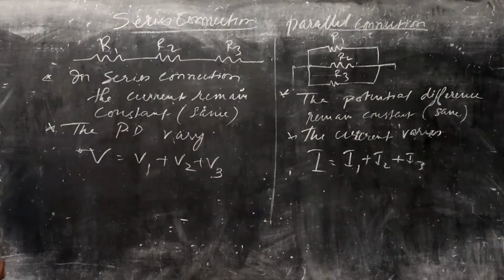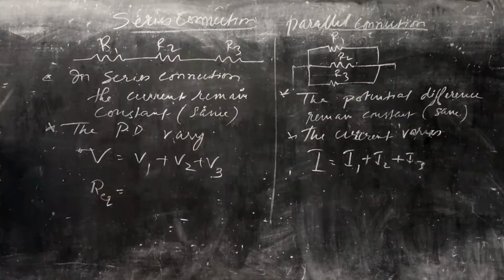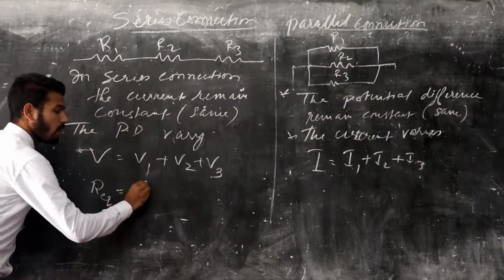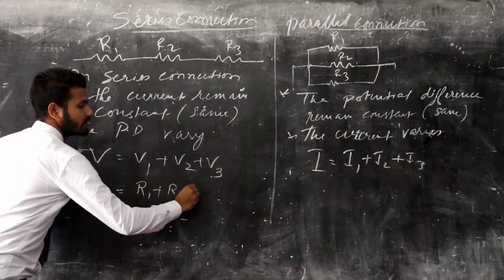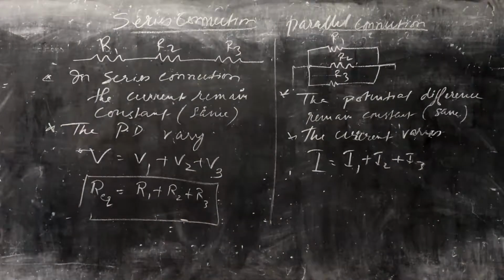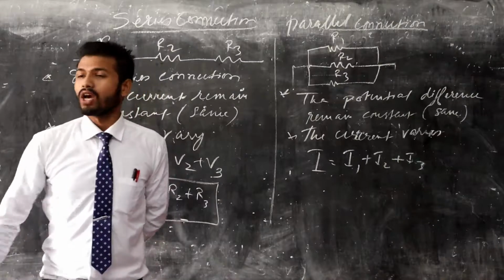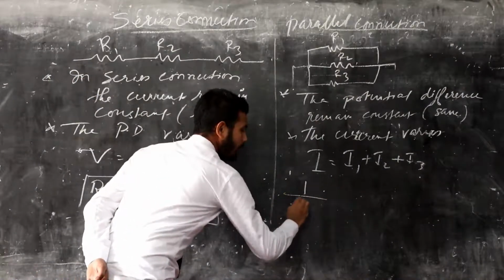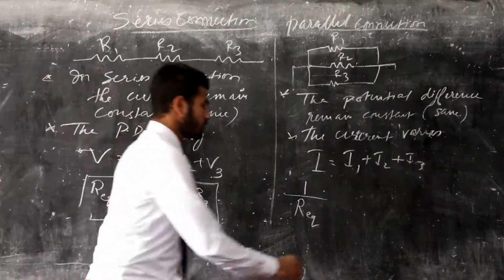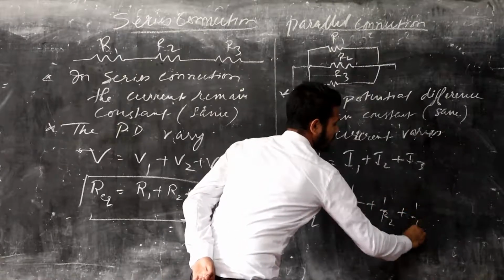So now to find the equivalent resistance in both types of connection, what is the formula we have derived? We found that in series connection, R equivalent, the total resistance, is equal to the sum of individual resistances in that circuit. But in the case of parallel connection, to find the equivalent resistance, we found that 1 by R equivalent is the sum of reciprocals of the resistances: 1 by R1 plus 1 by R2 plus 1 by R3.